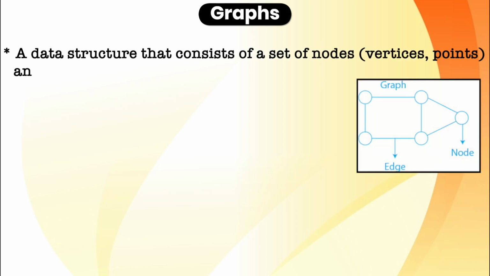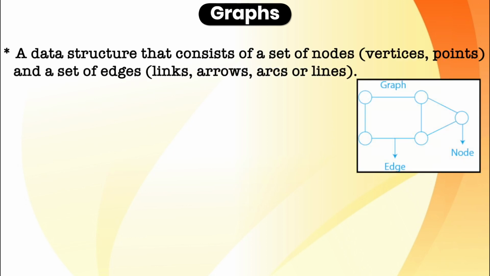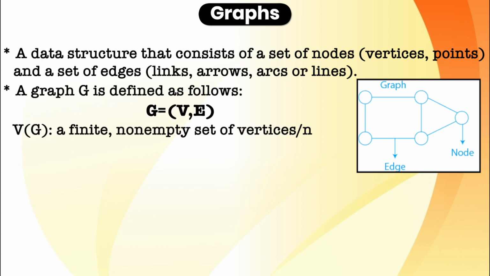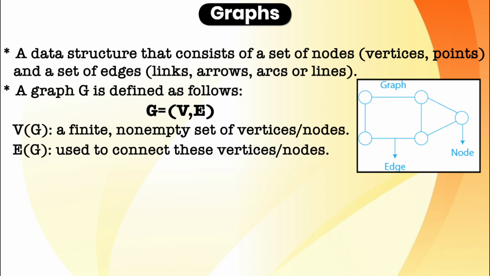Graph is a data structure that consists of a set of nodes and a set of edges, which are also called links, arrows, arcs or lines. A graph is defined as follows: G = (V, E), where V is a finite non-empty set of vertices and E is a set of edges used to connect those vertices.